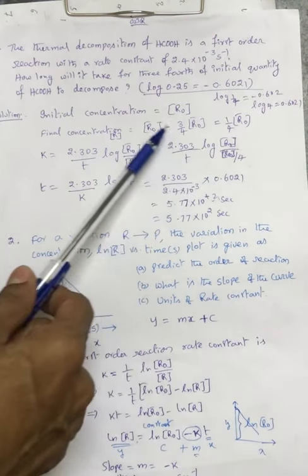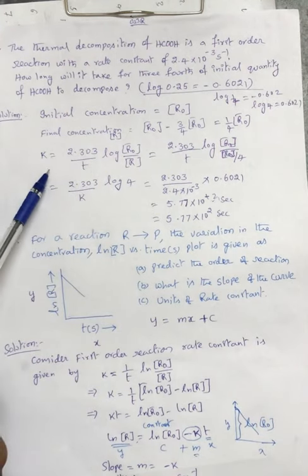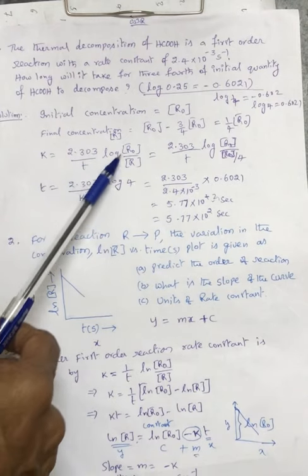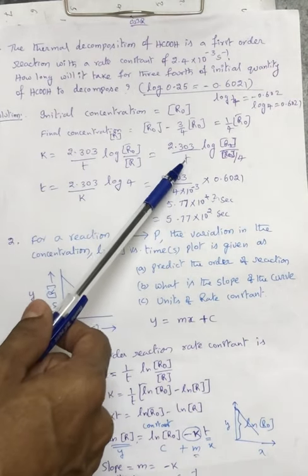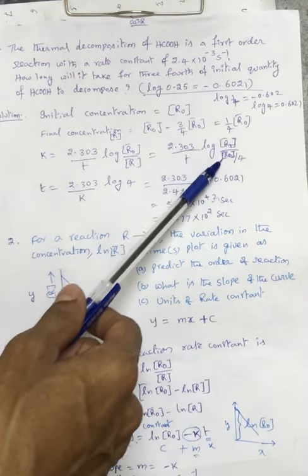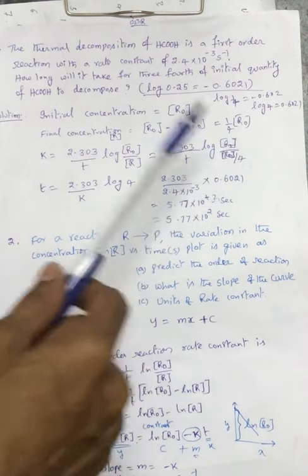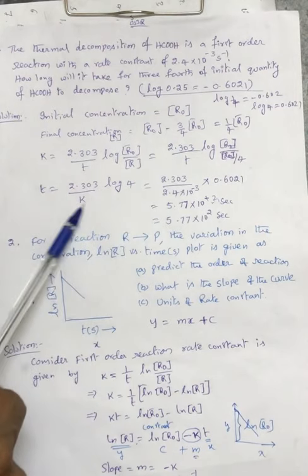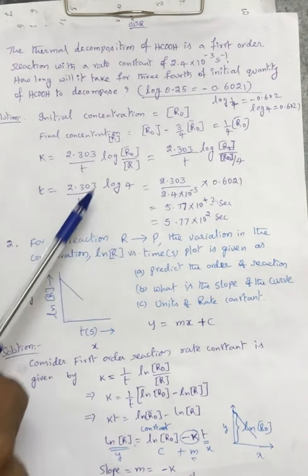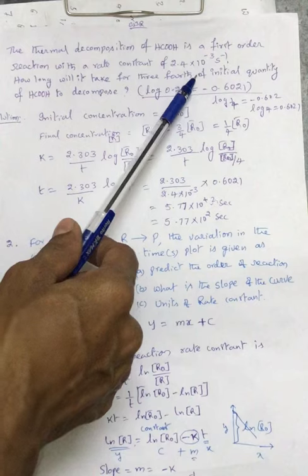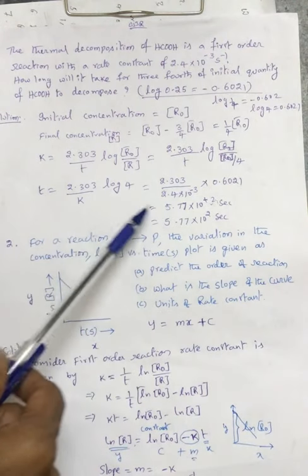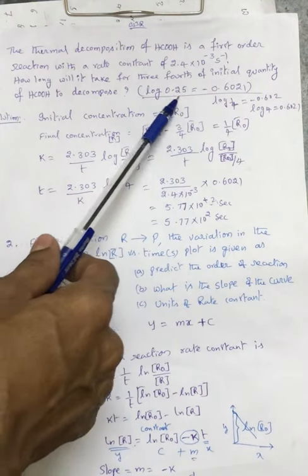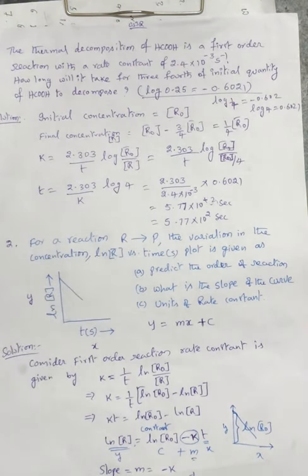So you substitute those values in this rate equation of the first order, where K equals 2.303 by t log R0 by R, which is R naught by R naught by 4. So t you can bring to this side, and K can be here: t equals 2.303 by K log 4. K you know, the value was given here, 2.4 × 10^-3 second inverse. So you substitute that. Then log 4, log 0.25 was given as -0.6021.